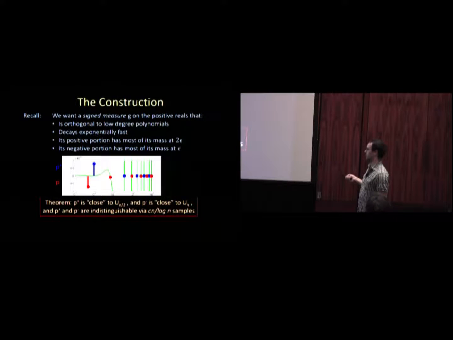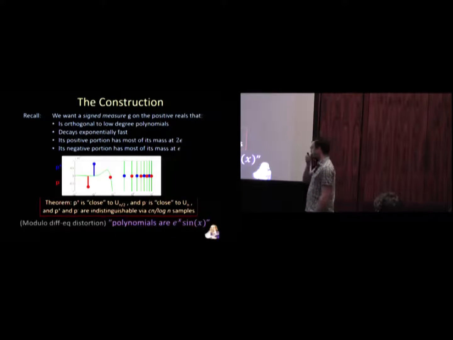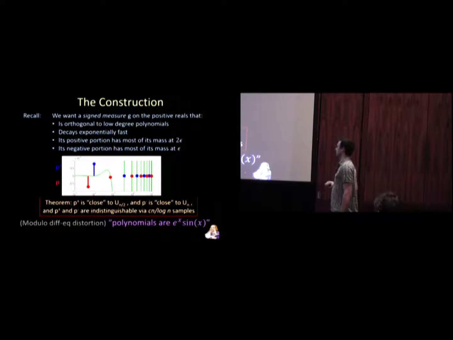The red portion is close to uniform on n elements, and these things are indistinguishable in n over large samples, or at least the expected observations of any of the expected observations we can make of these distributions are indistinguishable. Okay, so again, our Hamlet perspective is that polynomials behave like e to the x sine x. We've used this in the pretty precise sense here.